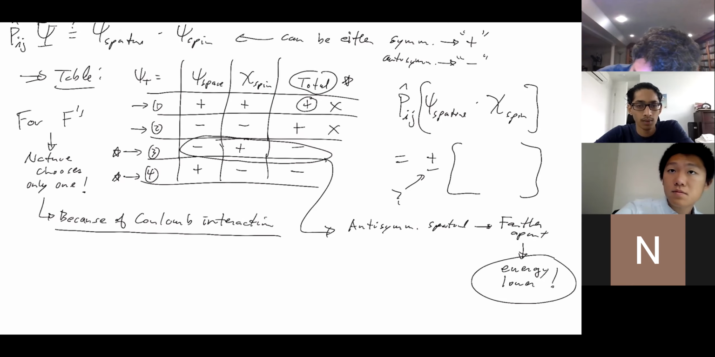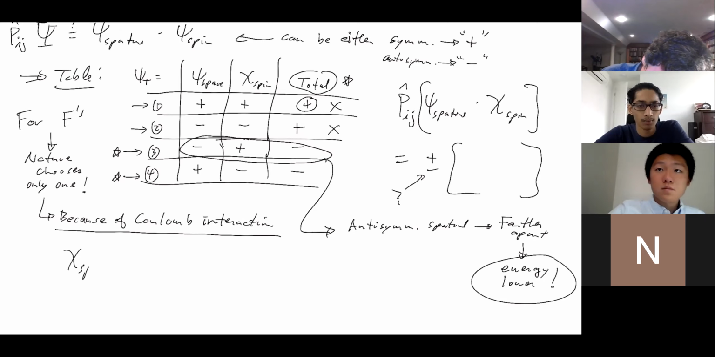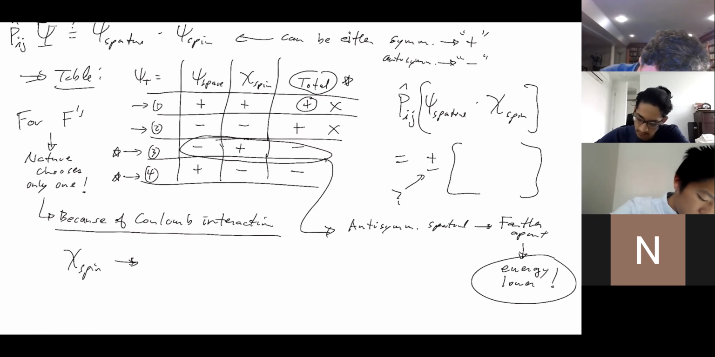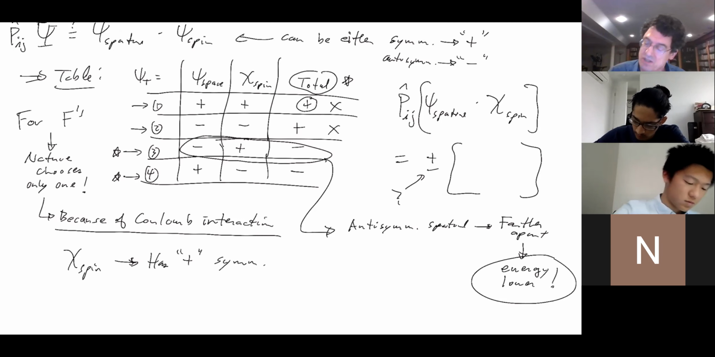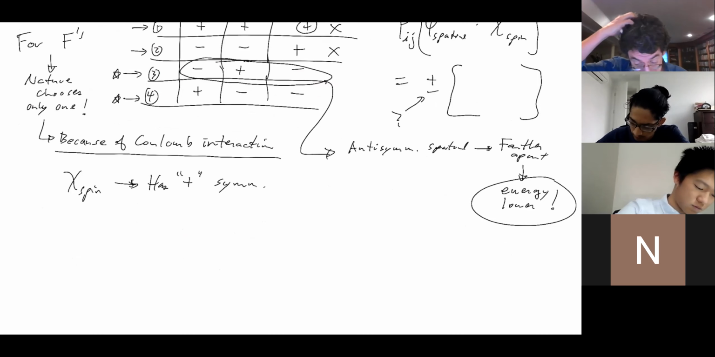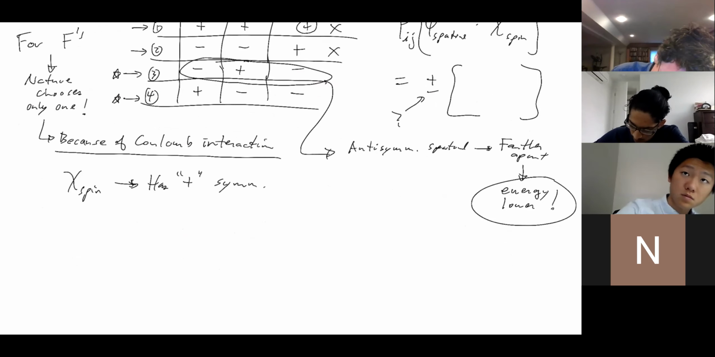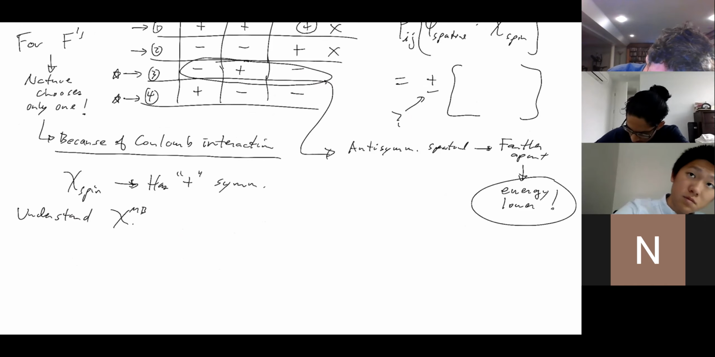Energy is lower. And so that means that the spin part has plus symmetry. But what does it mean for the spin part to have plus symmetry under particle exchange? That means that we need to understand the many-body spin wave function. And that leads us to the next topic, which is what we're going to discuss, the many-body spin wave function.